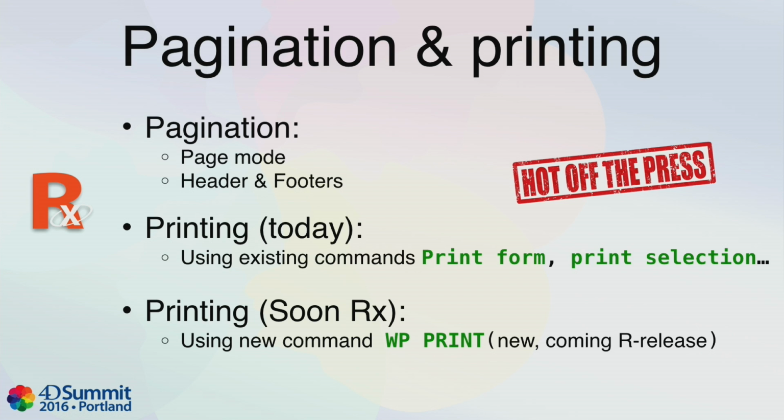So what can we do today for printing? Today you can print your 4D Pro documents using the existing commands, which are print form, print selection, and print records. We have these commands in order to take account of the content of the whole document. And soon, in the next R release, there will be a brand new command, WP print, which is dedicated to printing your 4D Pro documents and taking full advantage of all their properties, like page properties or anything you want. Okay, good.